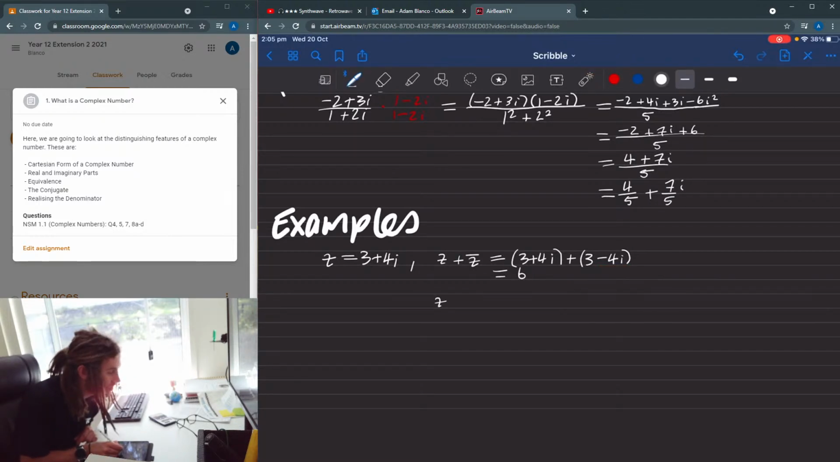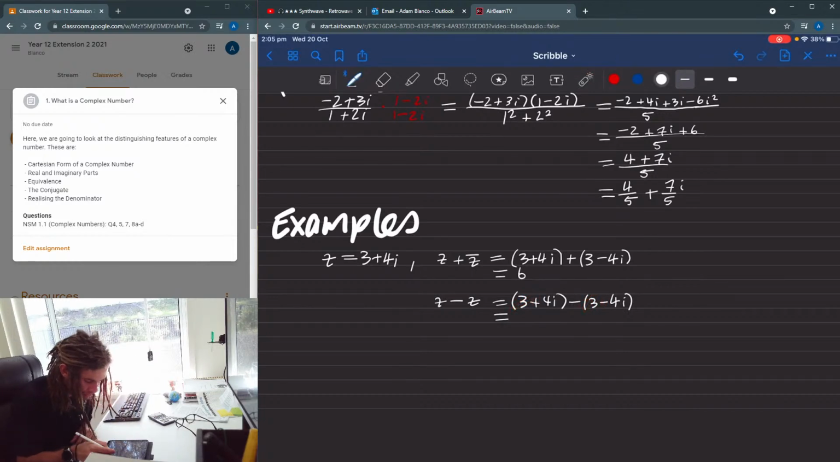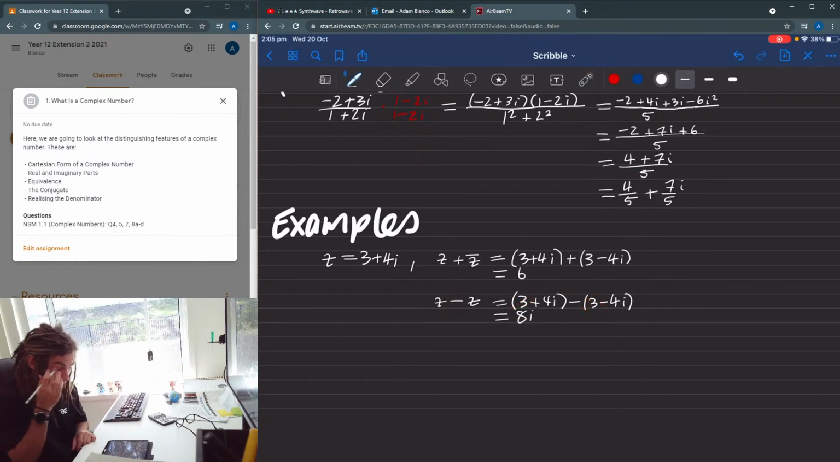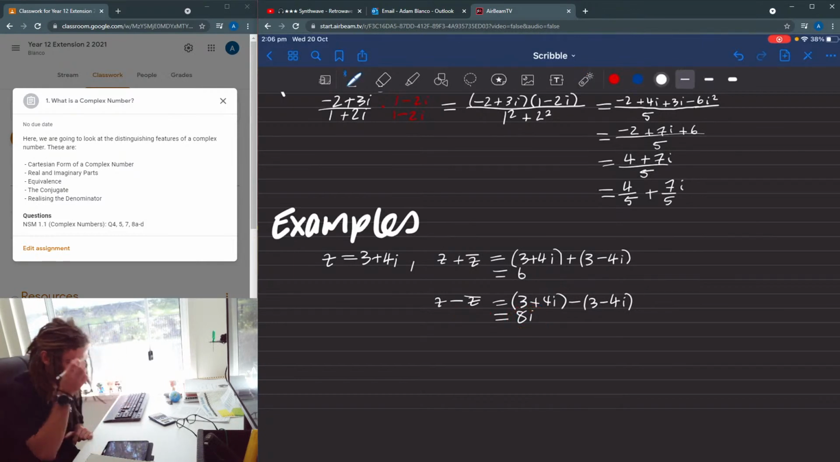If I then go with a subtraction, I've got 3 plus 4i minus 3 minus 4i. What you end up with is, you'll see that these will just cancel, and I'm going to end up with a plus here, so you just add the two imaginary parts, and I end up with 8i. So that's kind of cool. When I add two conjugates, I end up adding the real parts. When I subtract two conjugates, I didn't even write conjugate on there. When I subtract two conjugates, I end up with a sum of just the imaginary parts.